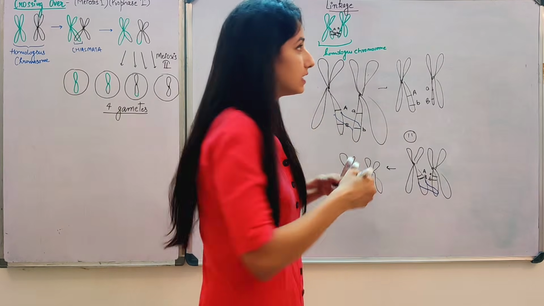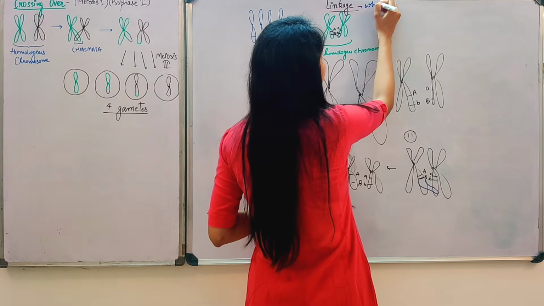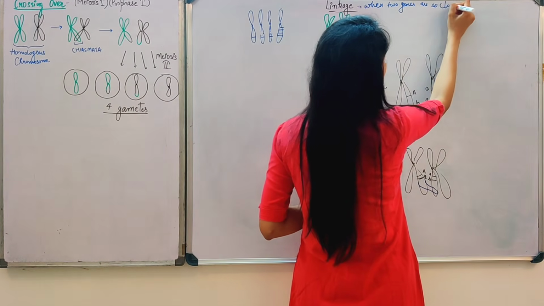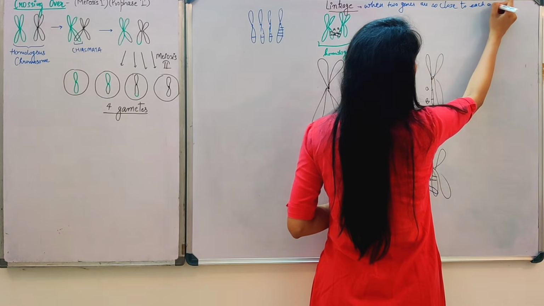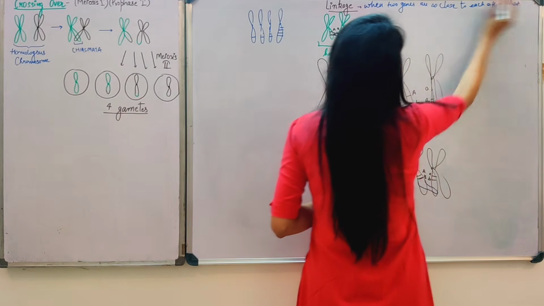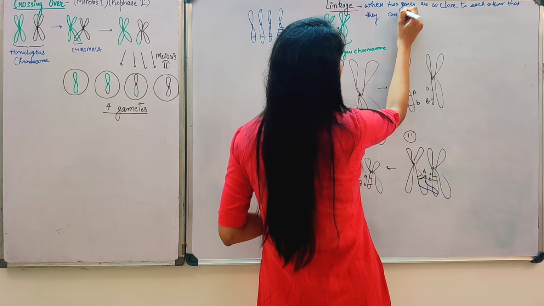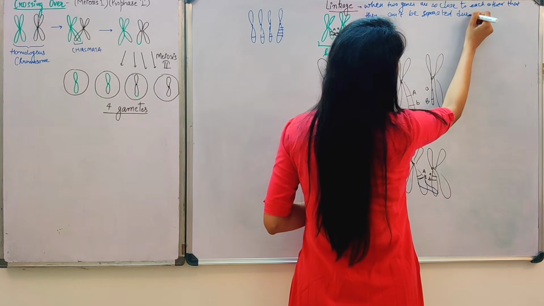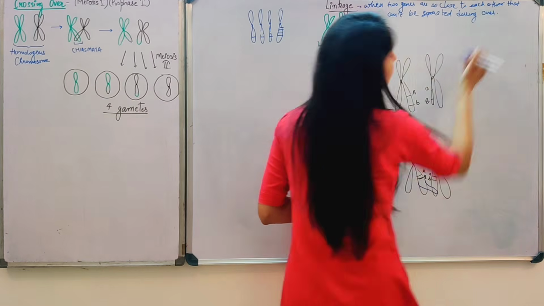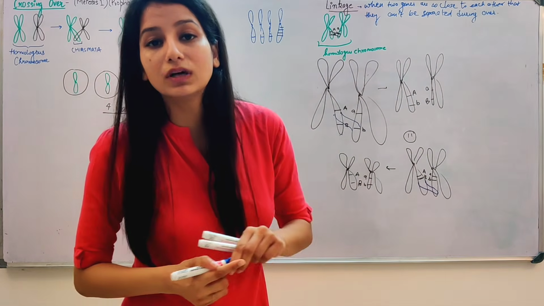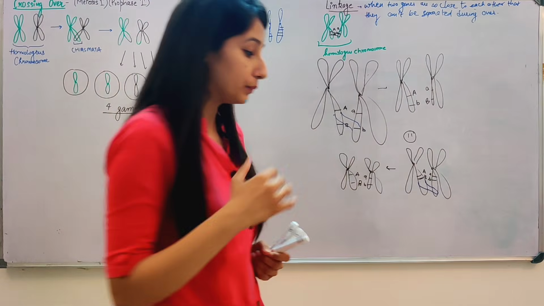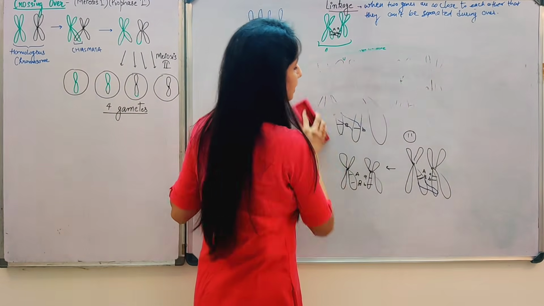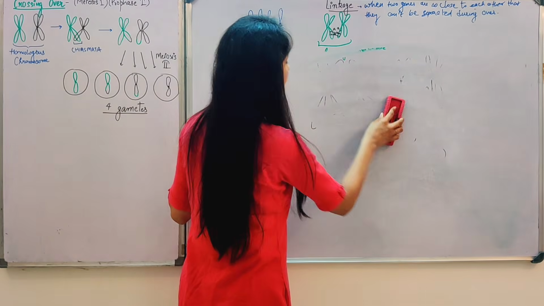What does linkage tell us? That when two genes are so close to each other that they can't be separated during crossing over, that is linkage. If we see linkage in more detail, I hope this much is clear to you. Let's see the further part of this.